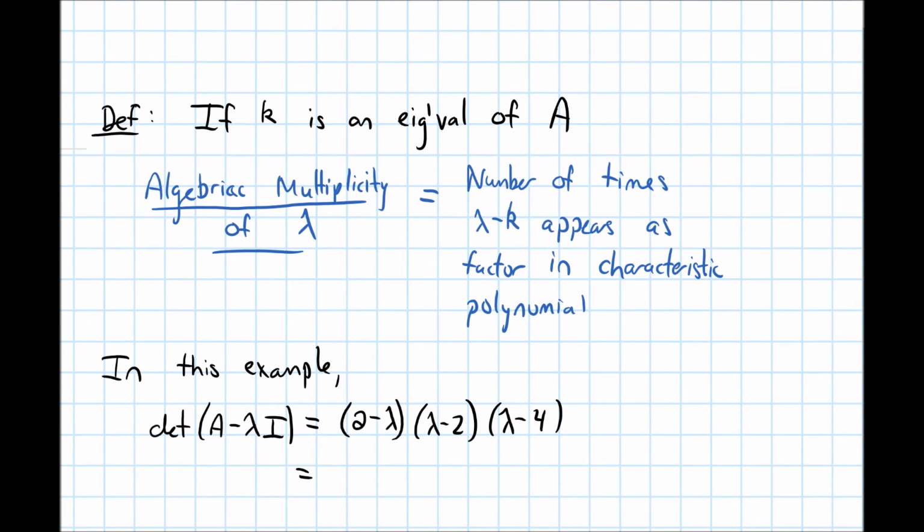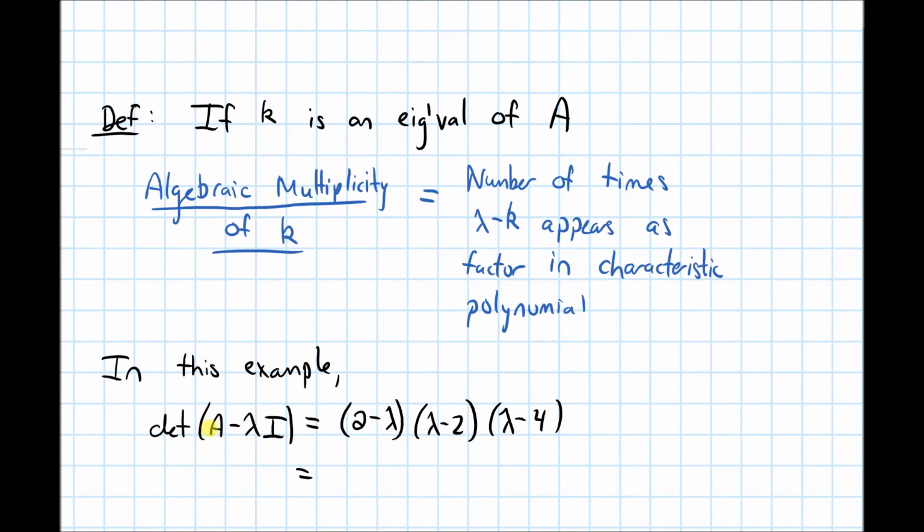All right, so this is called the algebraic multiplicity of an eigenvalue. If k is an eigenvalue of my matrix, then the algebraic multiplicity of k, whatever my eigenvalue is, is the number of times the factor lambda minus k appears as a factor in the characteristic polynomial.